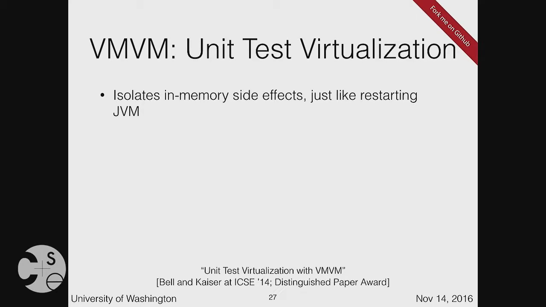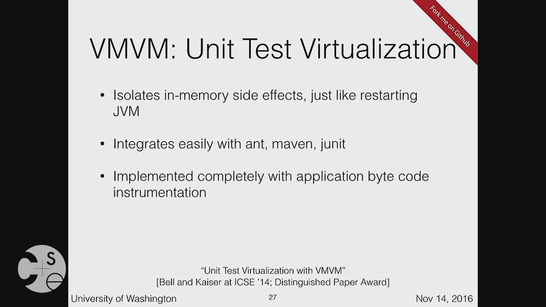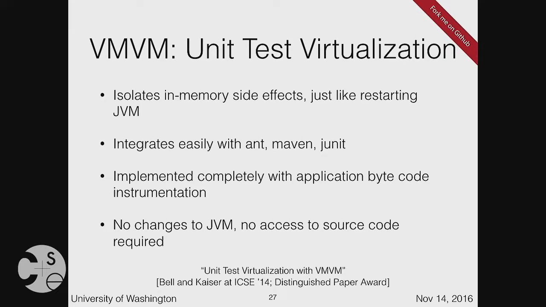So I implemented this technique, which we call unit test virtualization for Java, creating VMVM, named for its mechanism of creating a VM-like container within the JVM. It isolates these in-memory side effects, and it provides identical semantics to restarting the JVM. It integrates very easily with build tools like Ant and Maven and test running tools like JUnit. And it's implemented completely with application bytecode instrumentation, which means that it doesn't require any changes to the JVM. It doesn't require any access to source code.